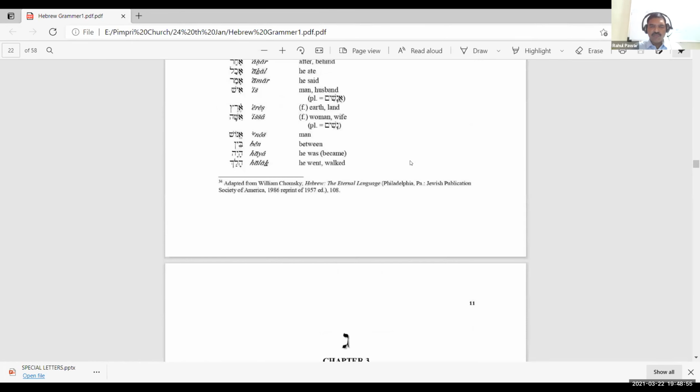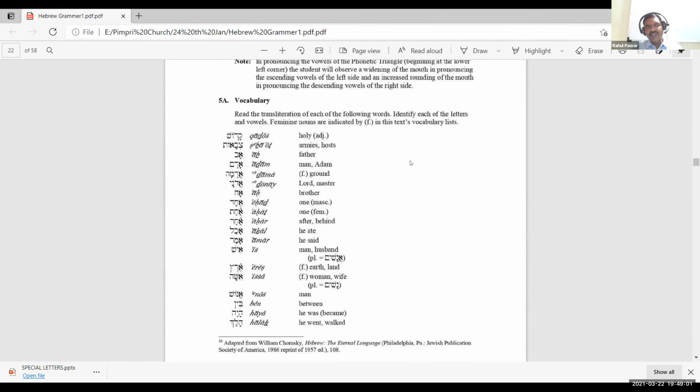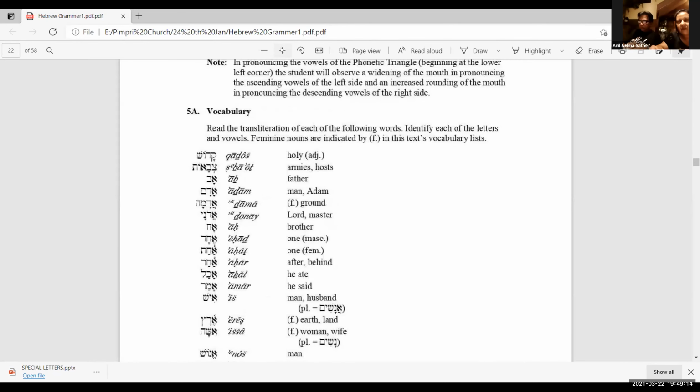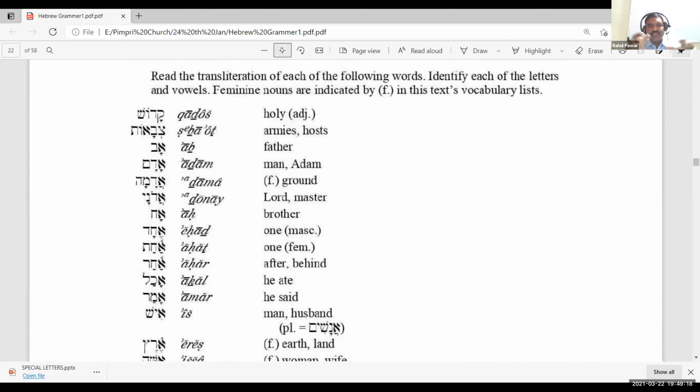And the most important thing, without which you cannot read or learn Hebrew, is vocabulary. It is compulsory that whenever the chapter finishes, you read the vocabulary. For example, we'll just read this vocabulary and we'll finish.